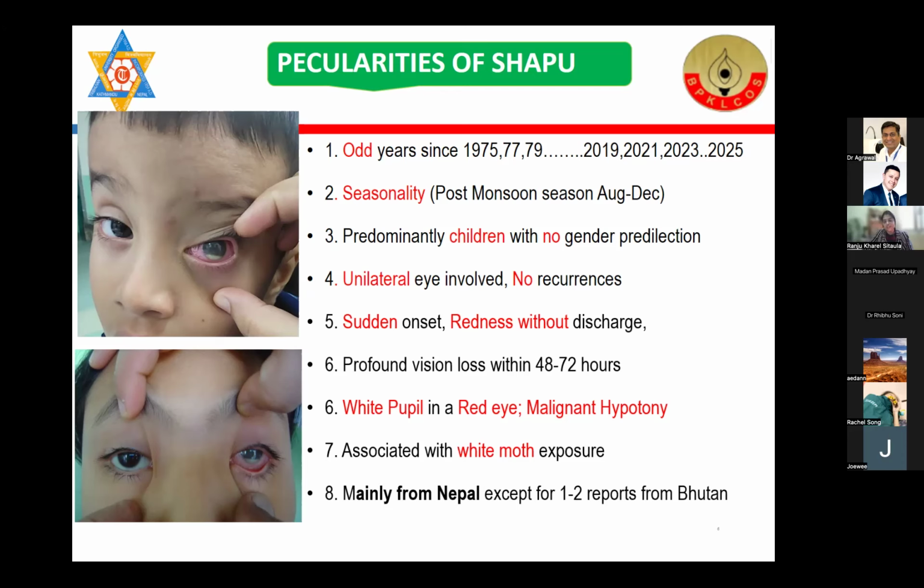And this disease especially has special affiliations with the white moth. This disease is mainly reported from Nepal, but we recently have two reports from Bhutan also. Now, the more difficult part for us is that we don't exactly know the pathogenesis of this disease. So we are treating the patient with a blanket therapy covering the infective and the immunological arm.